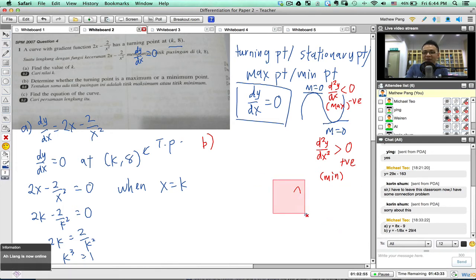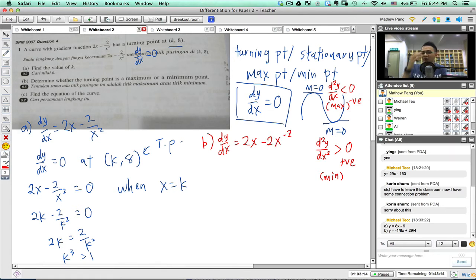Okay. Then over here, if you understand about this one, I'm going to differentiate second time. So, I write out my dy dx first is 2x, and then I change this one into indices form, which is 2 over x power of negative 2. Why do we know this is x power of negative 2? Because this one actually is negative 2 multiple 1 over x squared, right? And 1 over x squared, we can actually change this one to x power negative 2. This is indices. Alright, I hope you understand about this.